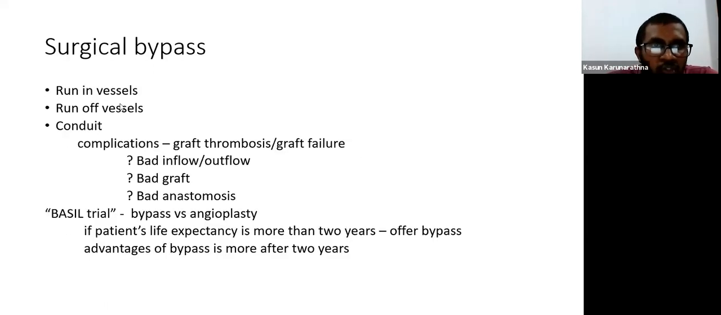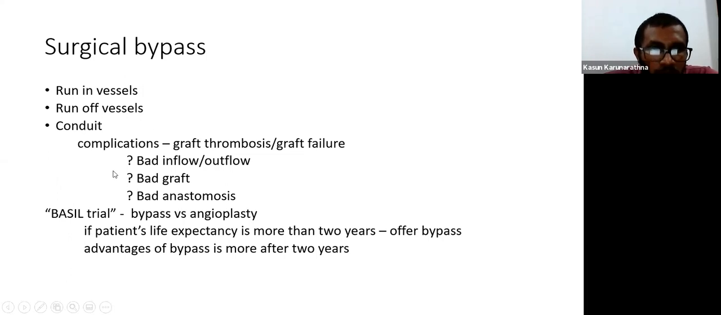Right? To do surgical bypass, run-in and run-off should be good. If the occlusion is short segmented, you can try endoluminal intervention. If it is larger, multi-segmental occlusion, surgical bypass is more preferable.